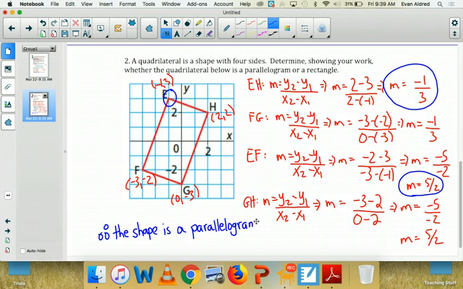Okay, and so this just demonstrates some of the properties of slope and how you can make determinations of shapes or of lines simply by determining the slopes of some of its parts.